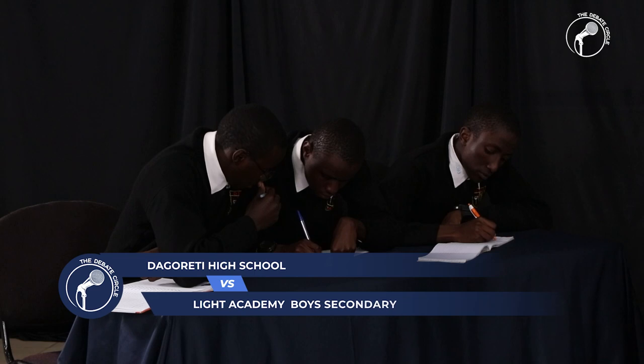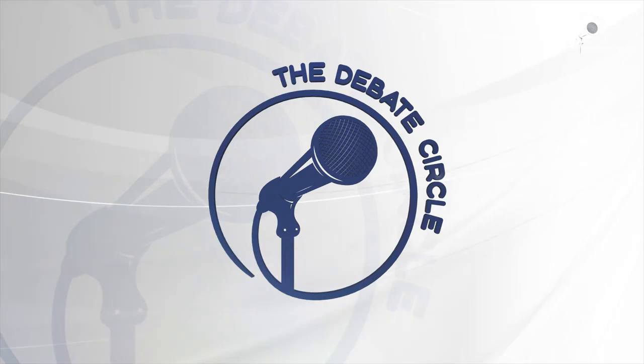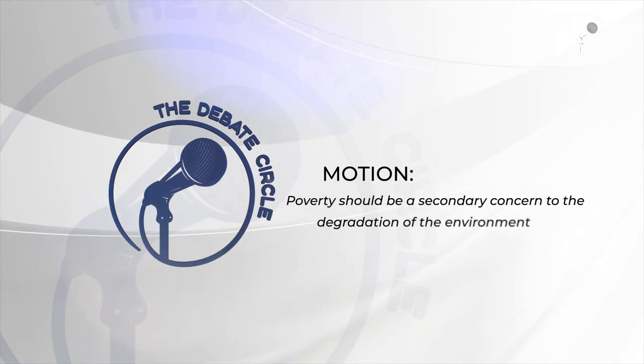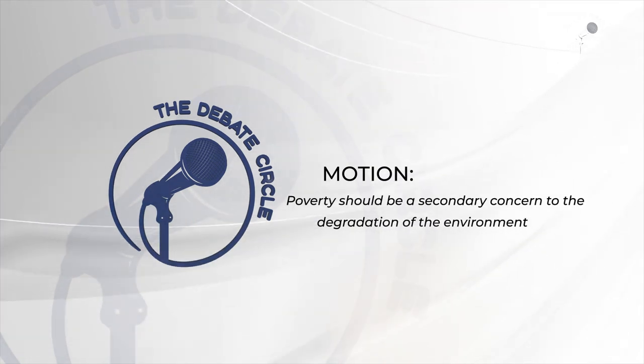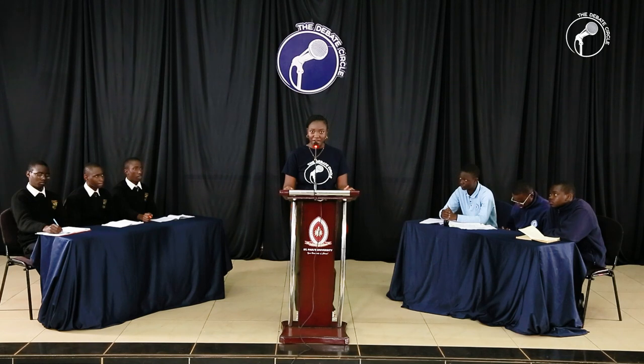Our livelihoods are very much intertwined with the concept of our environment and how exactly the quality of our environments is affecting that very aspect of livelihood. In today's debate, we have Light Academy versus Dagoretti High School, and the motion of the day is: poverty should be a secondary concern to the degradation of the environment. I read the motion again: poverty should be a secondary concern to the degradation of the environment. All the best to both teams.